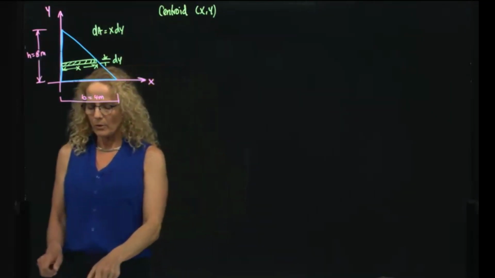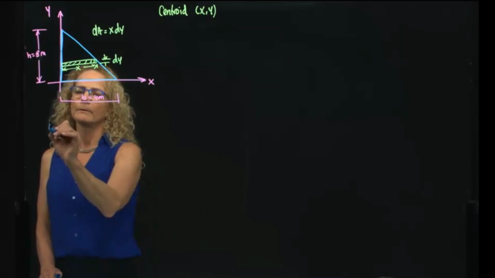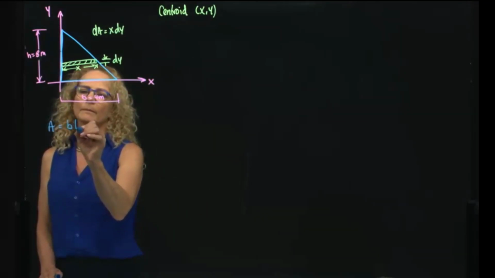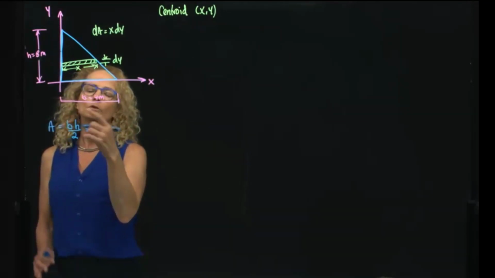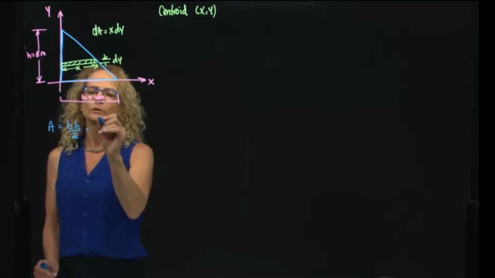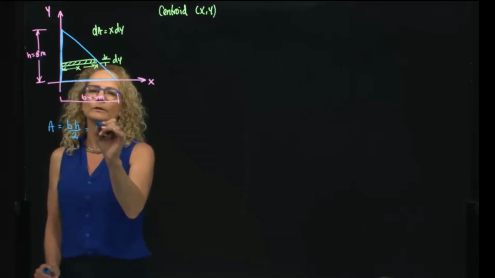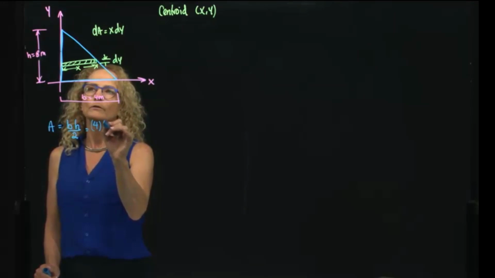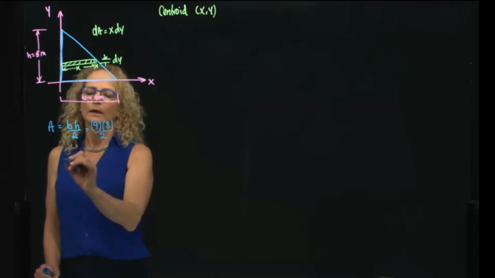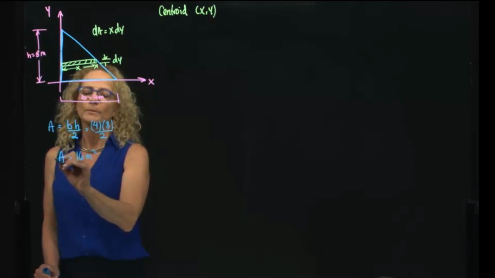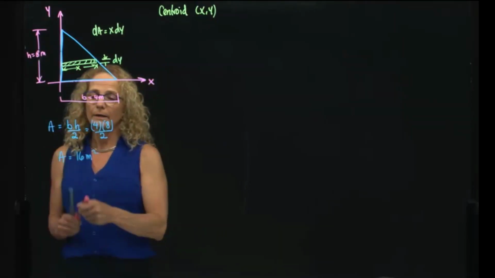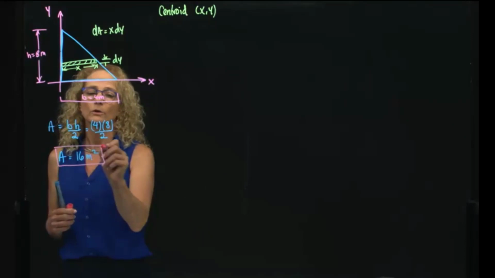The area of this triangular plate, we know, is base times height divided by 2. We could also do it by integrals, but I have done that already in another video, so I will just use the formula for area. The triangular area is 16 square meters. Okay, so having the area, we know the definition of centroid.